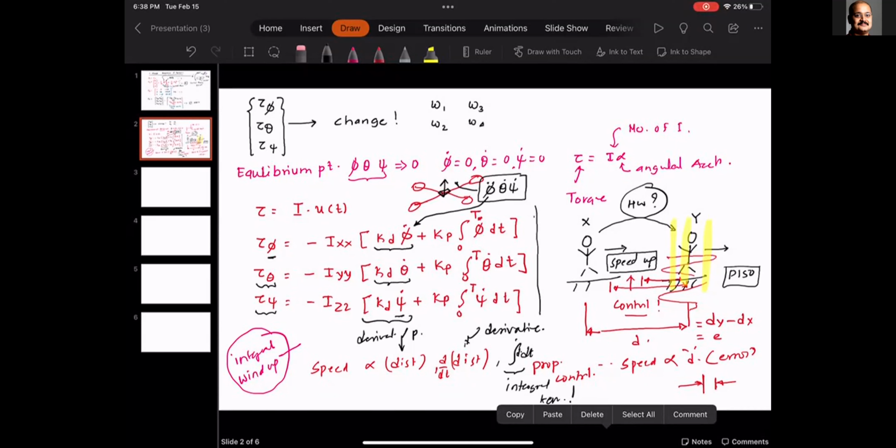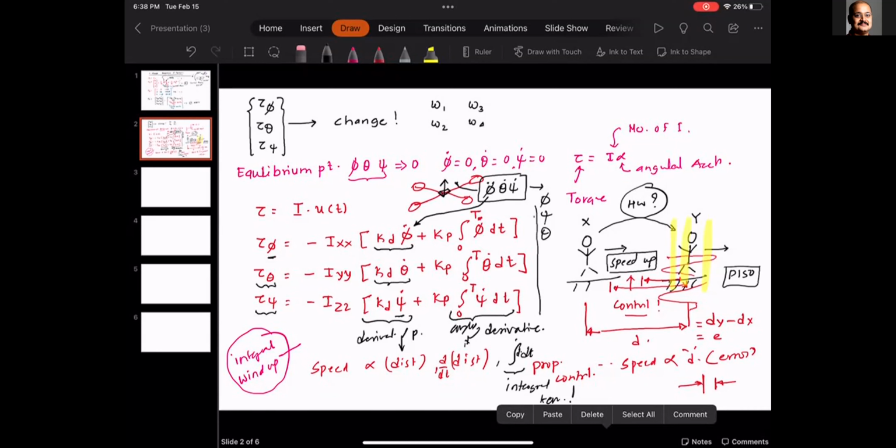Now, if I were to integrate phi dot, theta dot, and psi dot, what would I get? I would get phi, theta, and psi. So these are nothing but the angles. And that's why I have Kp. So the proportional term is multiplying the angles. So, has everyone understood the physical interpretation of PID control?